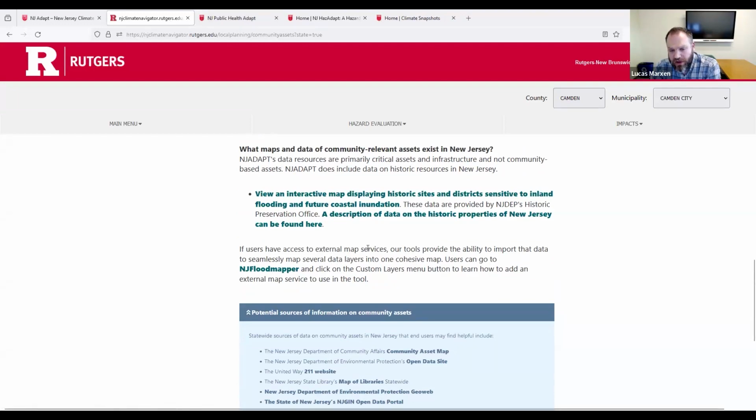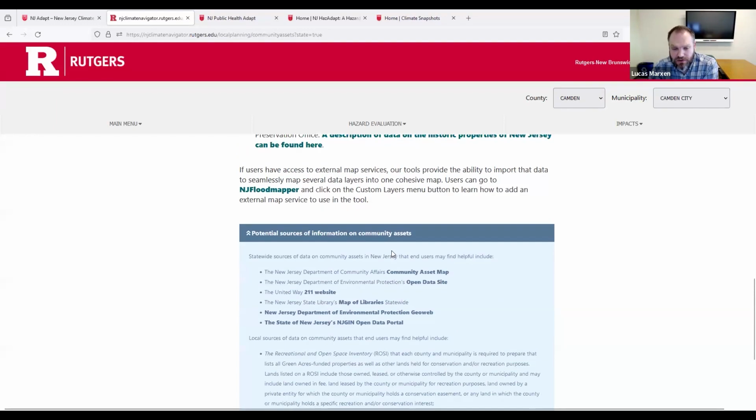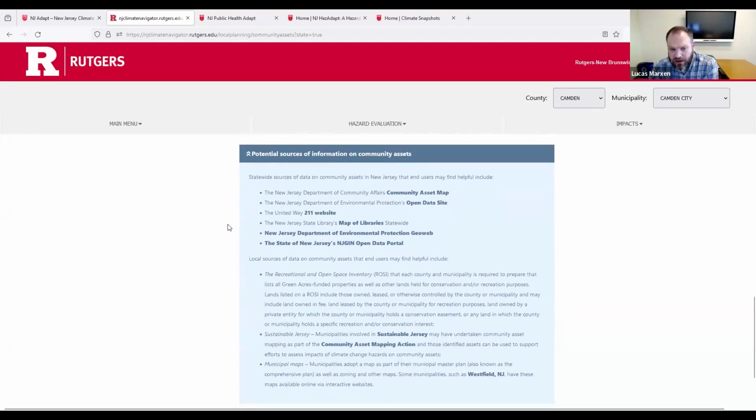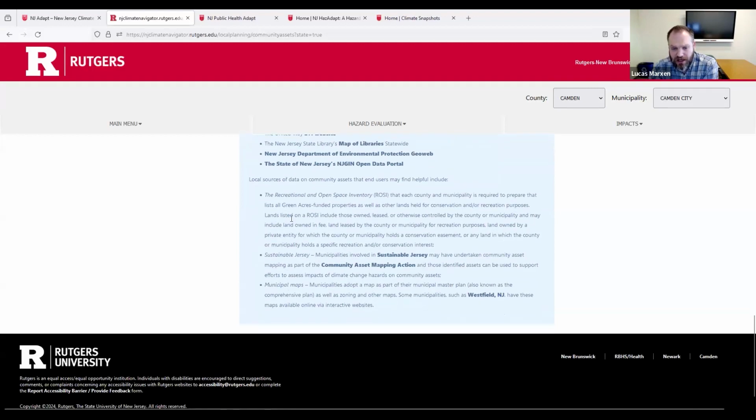In NJ Flood Mapper, we have added the ability to bring in your own external data. So if, as a community, you develop a GIS data set that has locations that are important to your community, there are ways for you to bring it into Flood Mapper, and you can then do your flood analysis there as well. And then we provide a little call-out window with potential sources of information for community assets.